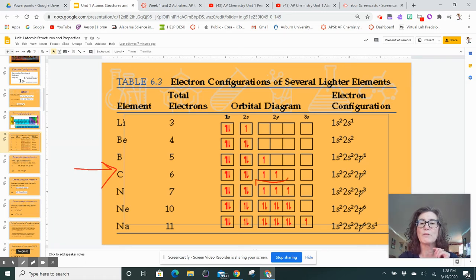So that's why we have these electrons looking like this. They're not paired up. There's 1 in each. And then for nitrogen, we put in the third one. You see they're all unpaired right now. And it's not until we get past nitrogen that we start filling up and pairing those electrons in the p orbital. Okay.